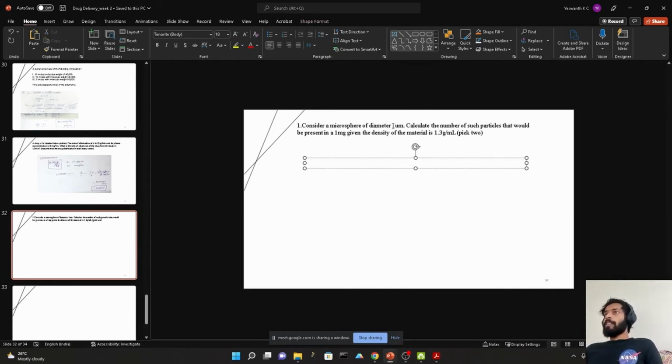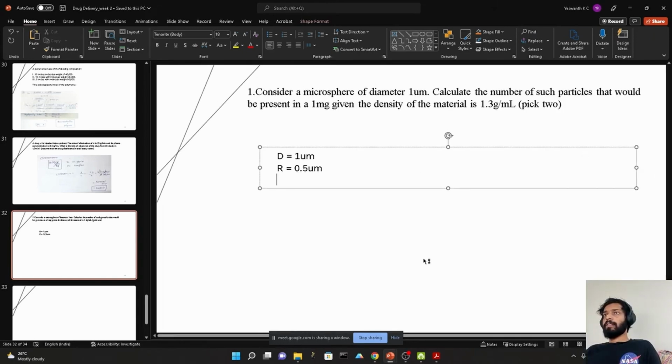So consider a microsphere of diameter 1 micrometer. We know the diameter is 1 micrometer, which means the radius is 0.5 micrometer. Calculate the number of such particles that will be present in 1 mg, given the density of the material.